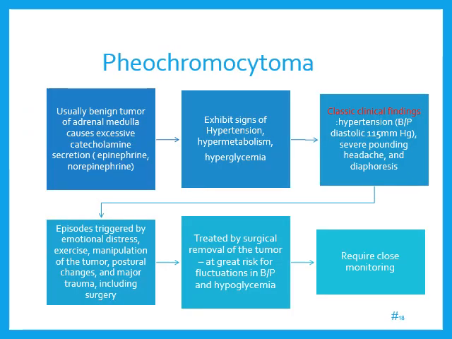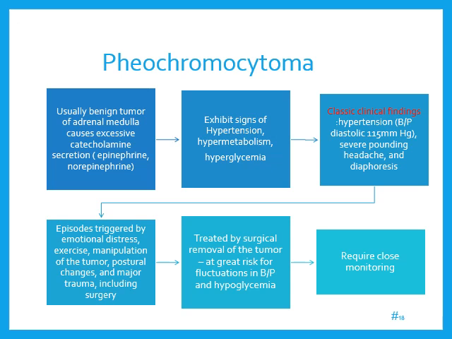All right, the next one we're going to talk about, and this is our last one of the lecture, is the pheochromocytoma. In the years of my nursing, I've only seen one of these. There is a classic finding with pheochromocytoma, and that's a hypertension of 115 millimeters of mercury or higher. And that is going to give them a pounding headache and diaphoresis.